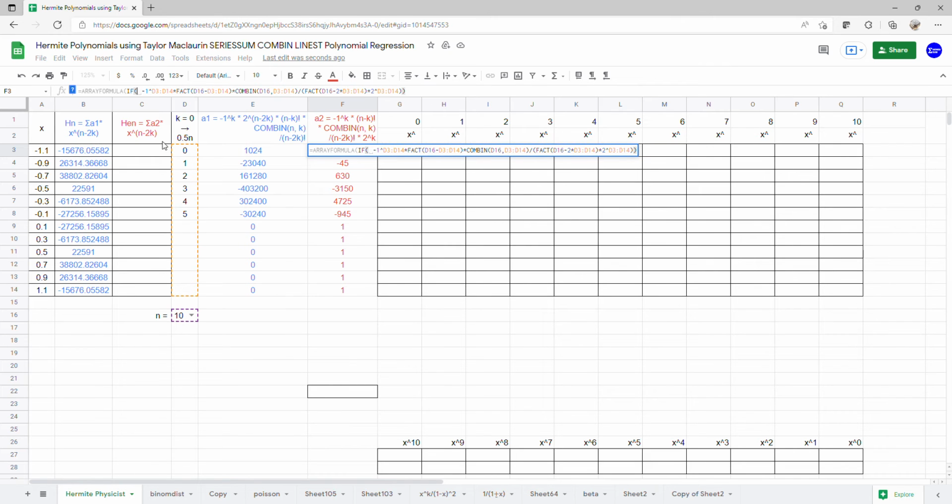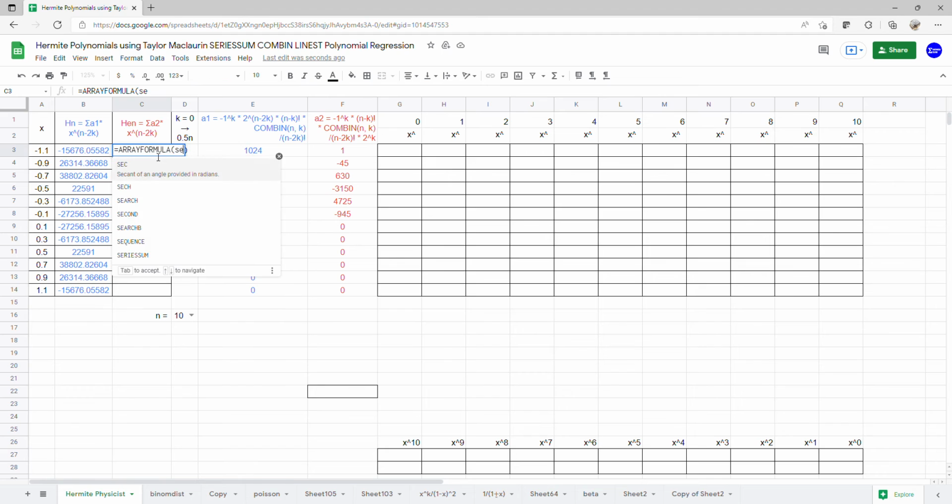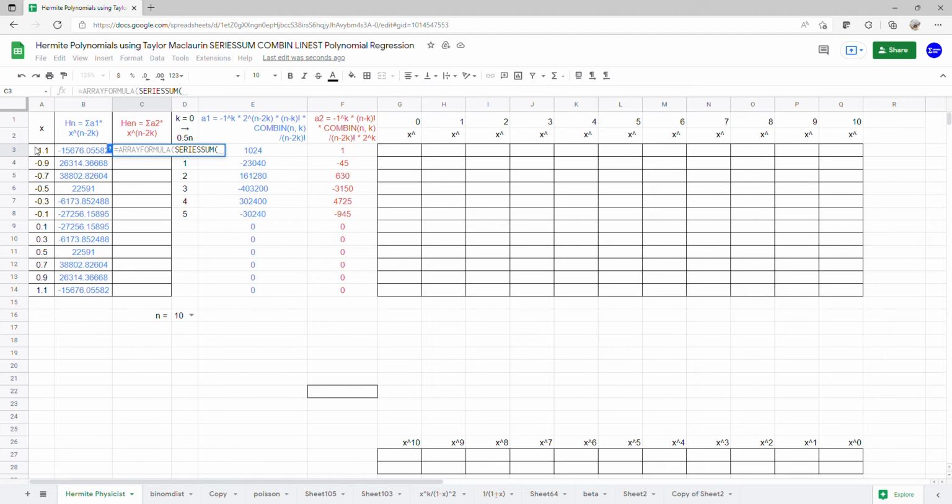If k is empty, then 0, otherwise calculate. Now it's corrected. Now we can complete the Taylor series expansion. So array formula: series sum of the x values raised to the power n minus 2k, starting from n incremented by minus 2, and the coefficient will be this range.